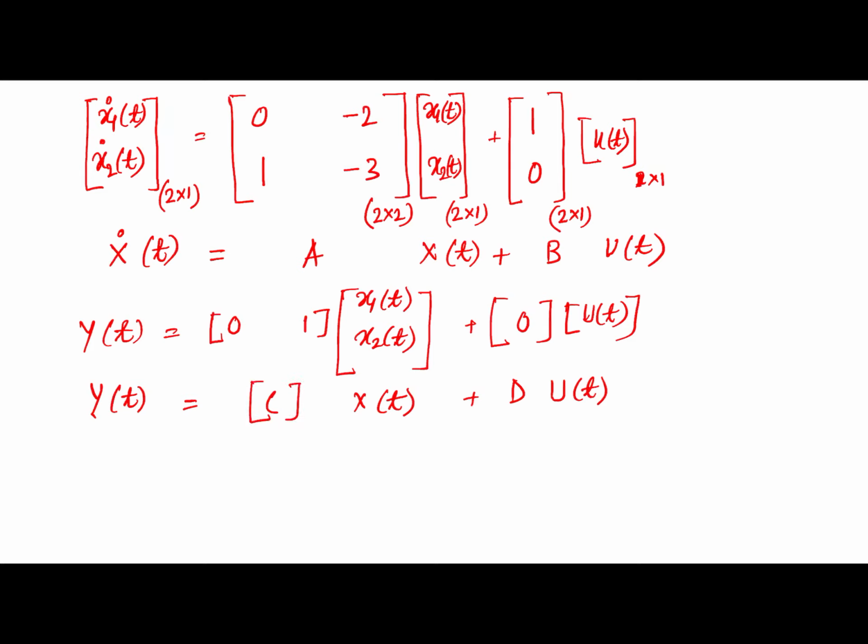Dimension of C is 1 cross 2. Dimension of x is 2 cross 1. Dimension of D is 1 cross 1. Dimension of u is 1 cross 1. So the dimension of y is 1 cross 1. So again this is a SISO system and this is observable canonical form of DC motor model.